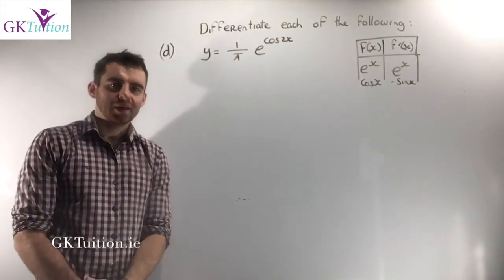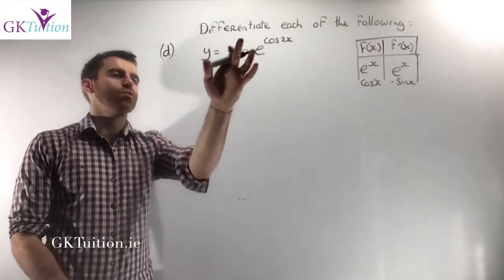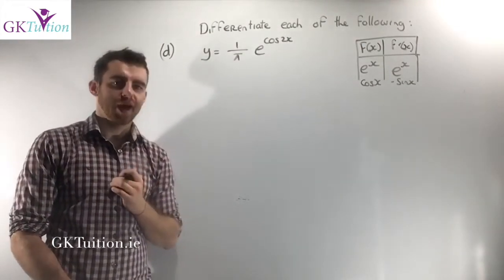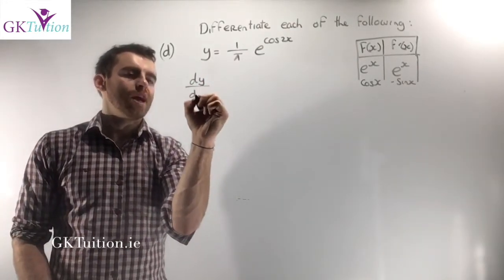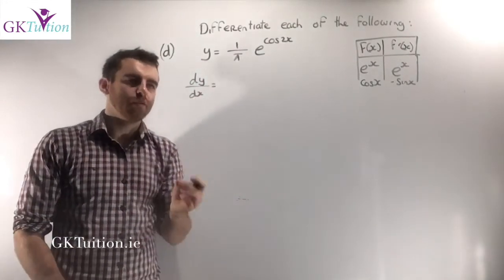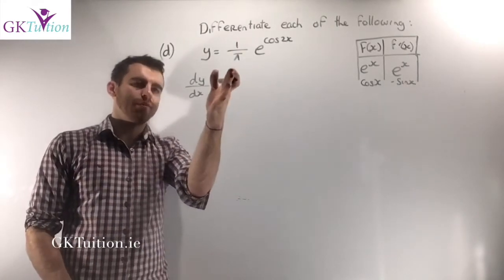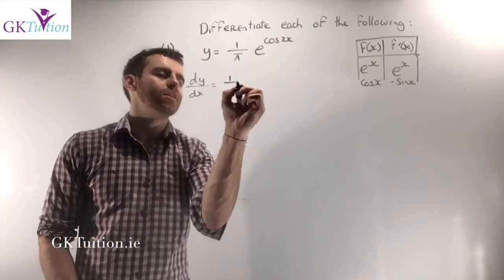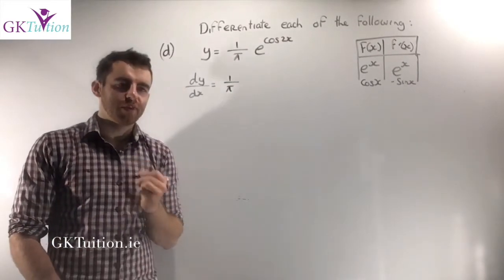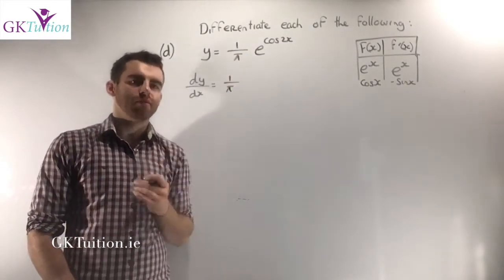In part D, I asked you to differentiate y equals 1 over pi e to the cos 2x. So the derivative of y is just dy dx. And again, you should notice that we have a constant coefficient, it's 1 over pi. So it has no bearing on the question, but I just need to take it down. It will be part of the derivative. There's a 1 over pi there, there's a 1 over pi there.